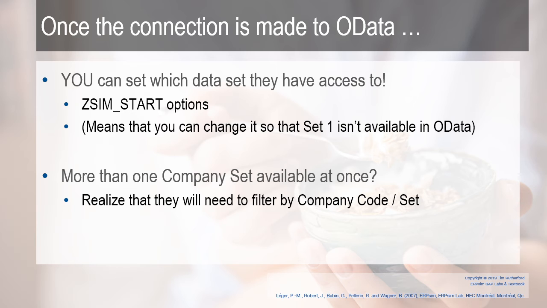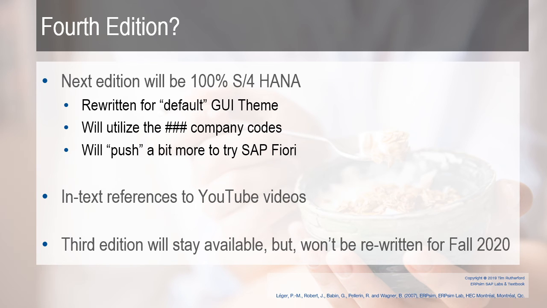Let's see here. Am I missing anything? Nope. Okay. Now the 4th edition, which I have not even begun, it's going to be 100% S4 HANA. If you're familiar with the 3rd edition, it does make reference to this is what ECC looks like. I'm not going to make reference to those things. So it's going to be just using the default GUI theme, which will better match the web GUI as well. I'm going to be using those exercises, that pound, pound, pound company codes, and I'm going to push a bit more to try SAP Fiori within it.